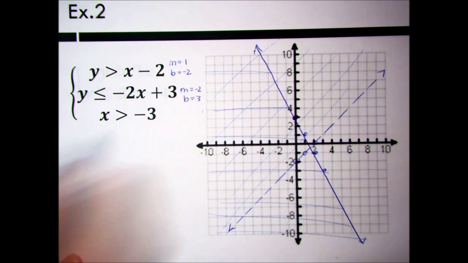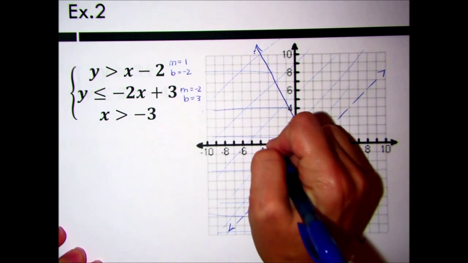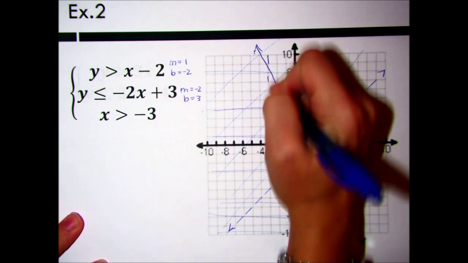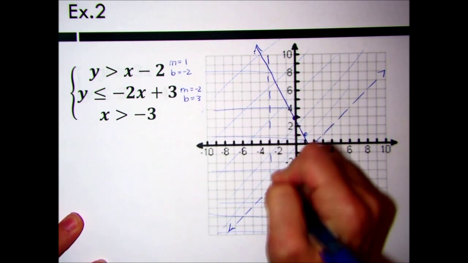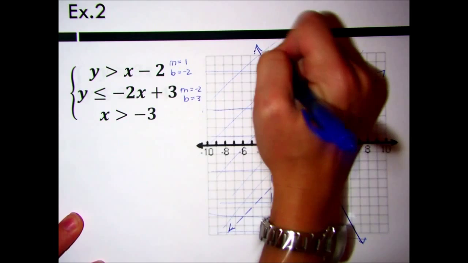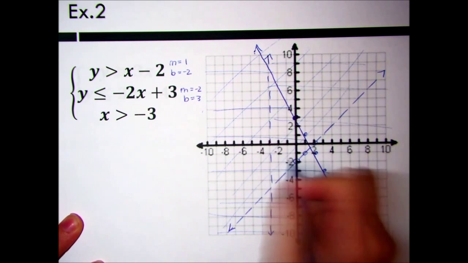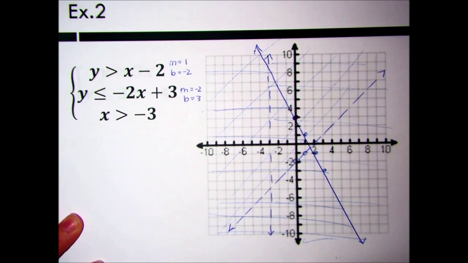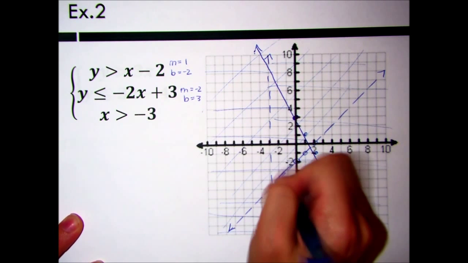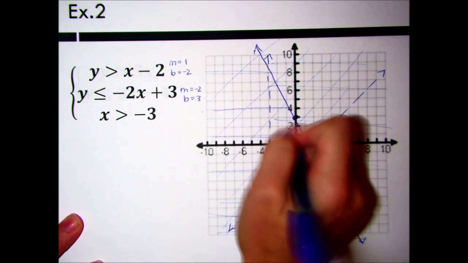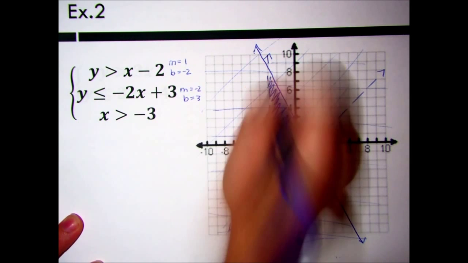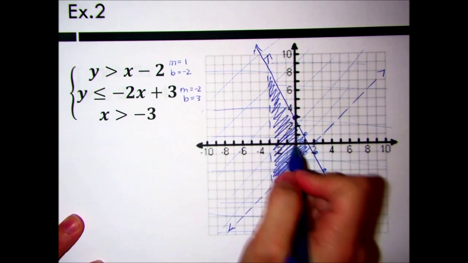And then finally we have the x is greater than negative 3. Remember that an x equals line is going to be a vertical line. So you want to go to negative 3, and this is going to be a dashed line on negative 3. And our shading is going to be greater than, which means we'll be shading towards the right. So the only place where we have the triple shaded region is actually in here. It's going to be a little triangle. So anything that falls within here is a solution.